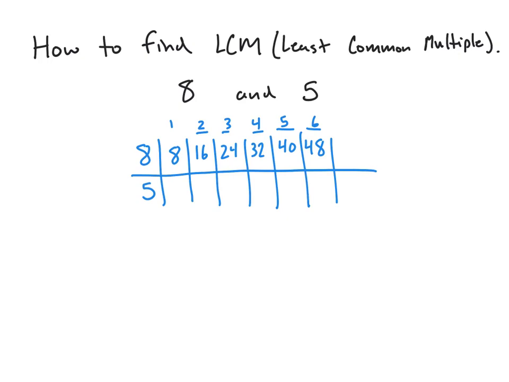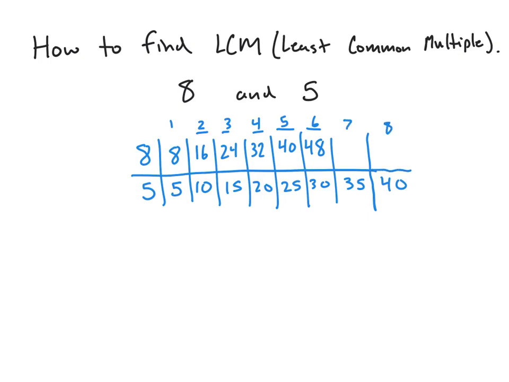I'm going to do the same thing with 5. And again, you could just count up by 5. So you go 5, 10, 15, 20, 25, 30, 35. I'm going to keep going because I don't see anything in common. 40, and there it is. I see a common number.